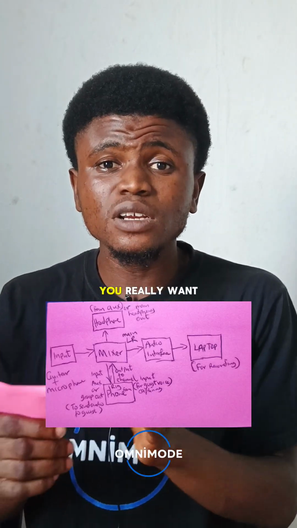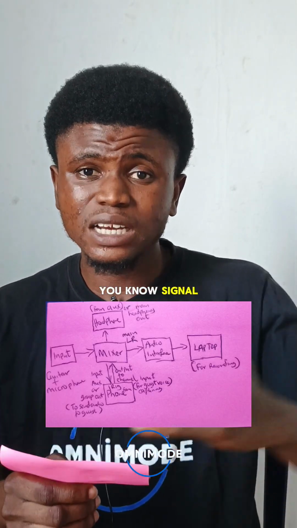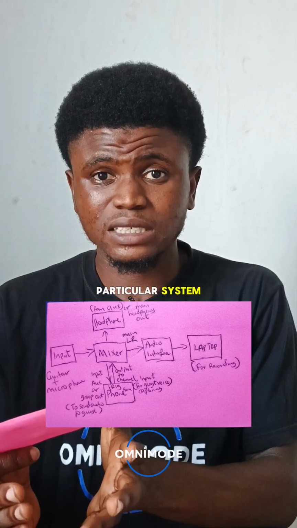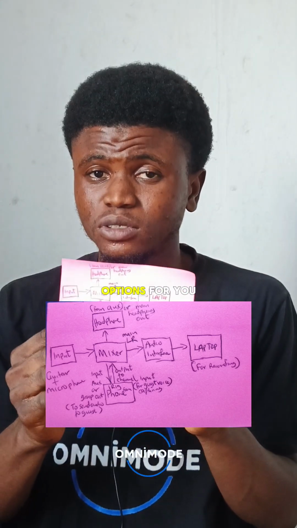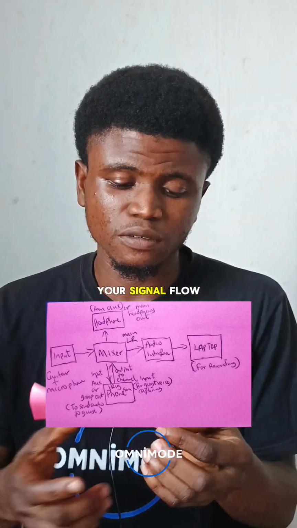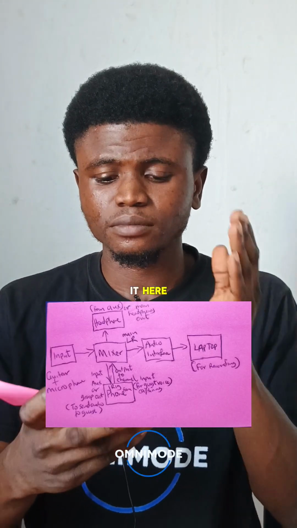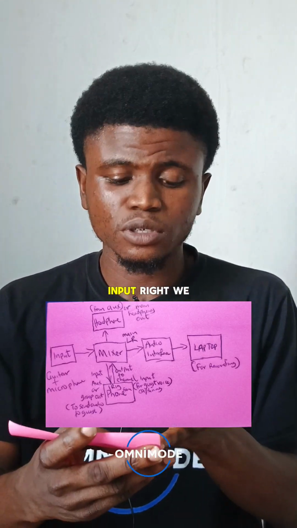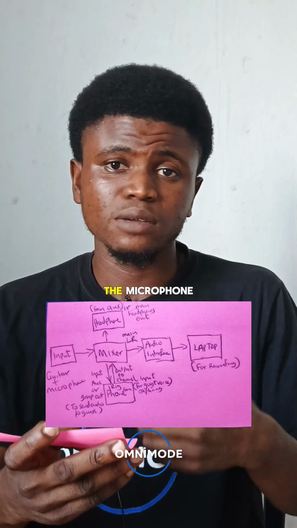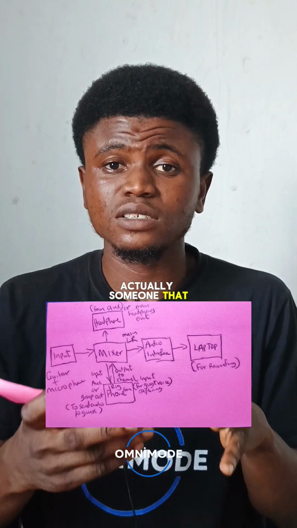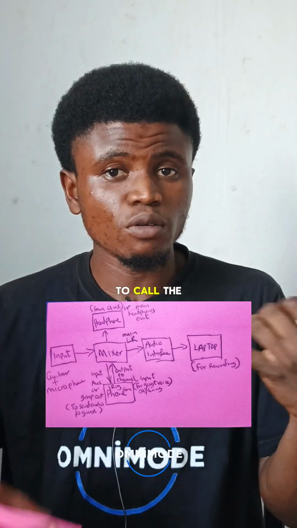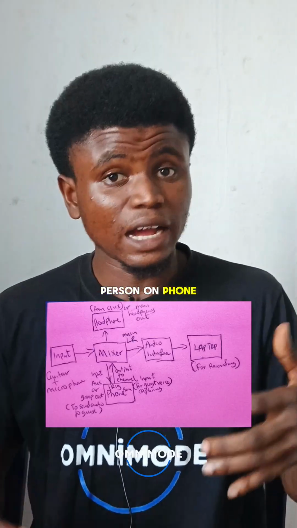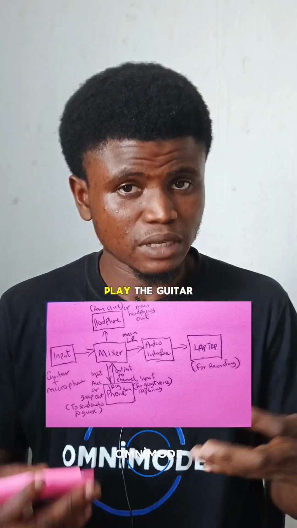In fact, if you really want to understand the signal flow of a particular system, block diagrams are your go-to option to easily understand your signal flow. Now look at it here. From the inputs, we have the guitar and the microphone. The person is someone who does birthday surprises for others. They are going to call the person on the phone, and then the person sings and plays the guitar.